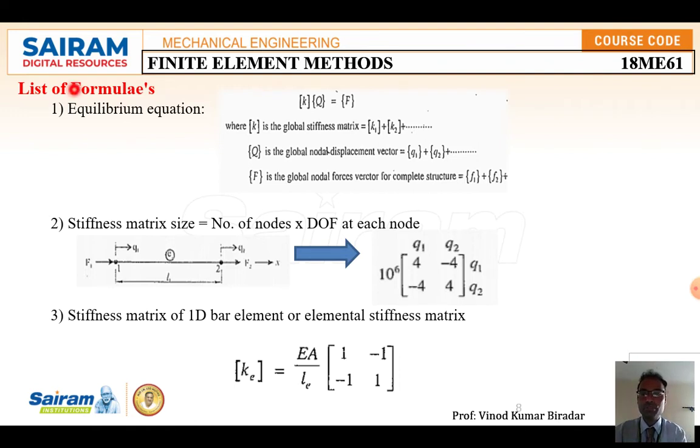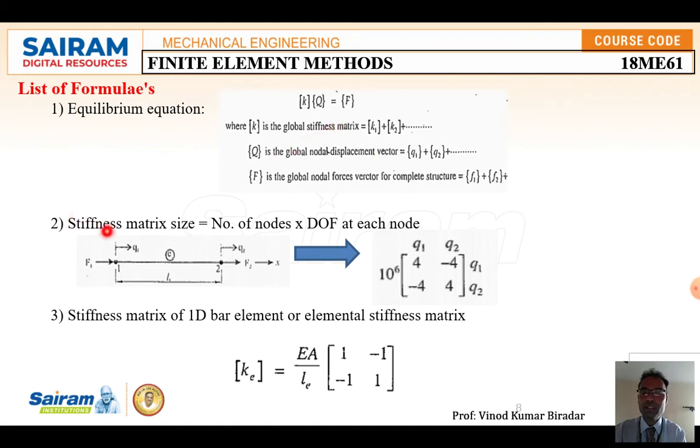So the list of formulas: before solving the problem we have to remember these formulas. First formula is the equilibrium equation, that is step number 4. We have to remember this formula, that is KQ equal to F. In some books it is denoted as U, and in some books as Q, for displacement. Q is nothing but displacement here. Then you have to calculate the global stiffness matrix, where K is the global stiffness matrix, U is the nodal displacement, and F is the nodal force. So that is the combined forces, all those things.